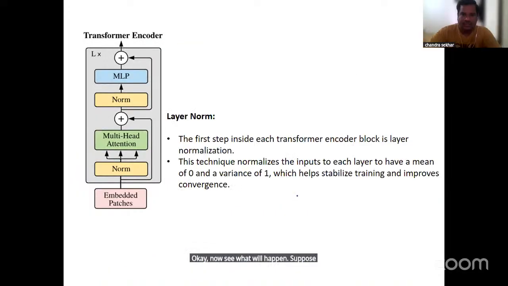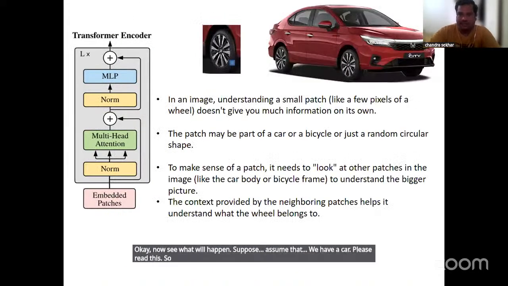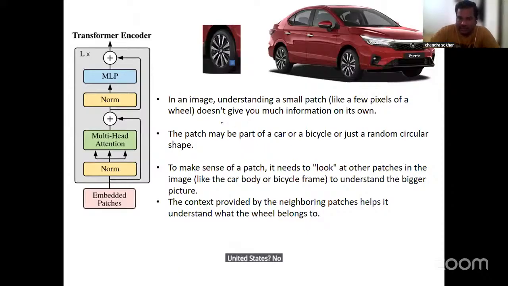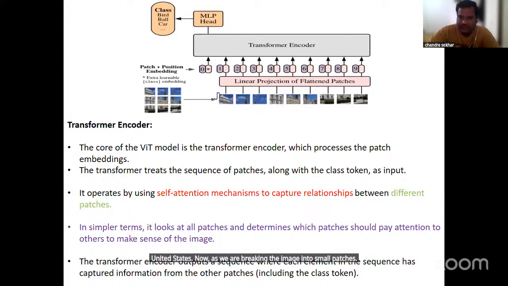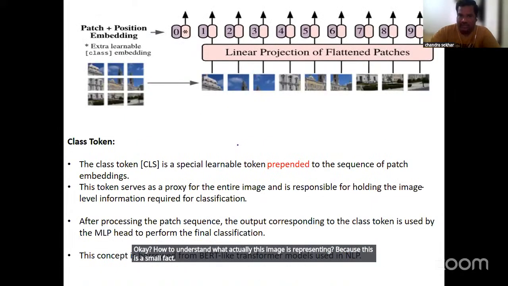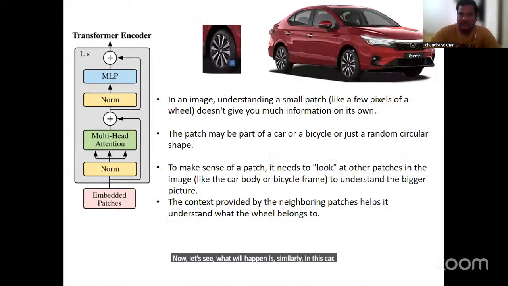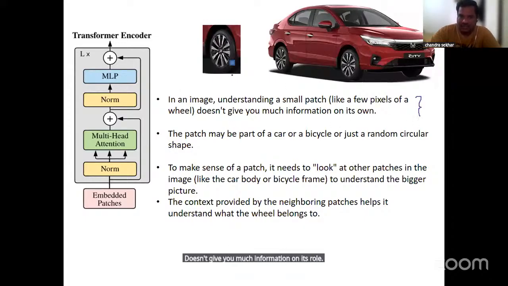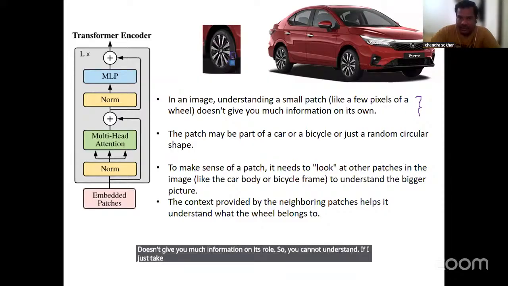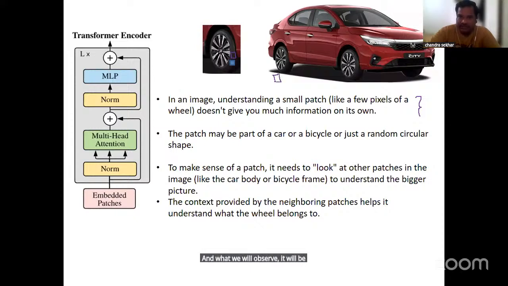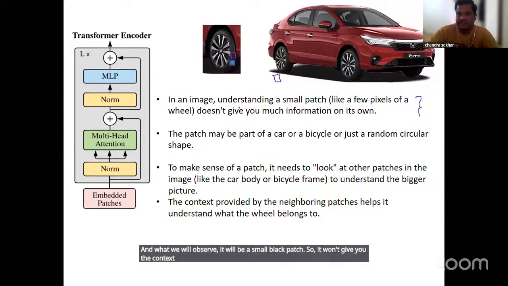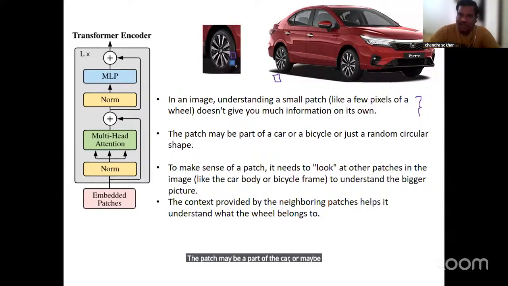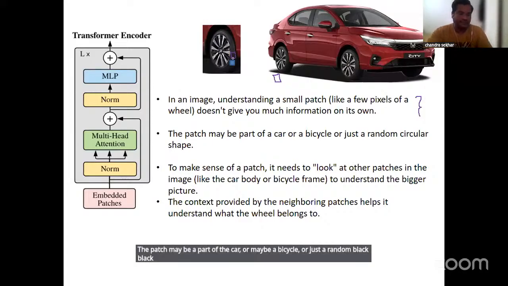Suppose, assume that we have a car in an image. Now, as we are breaking the image into small patches, how do we understand what this image is representing, because it is a small patch? A small patch, like a few pixels of a wheel, doesn't give you much information on its own. If I just take this black part, it will be a small black patch, so it won't give you the full context. The patch may be a part of the car, or maybe a bicycle, or just a random black color.